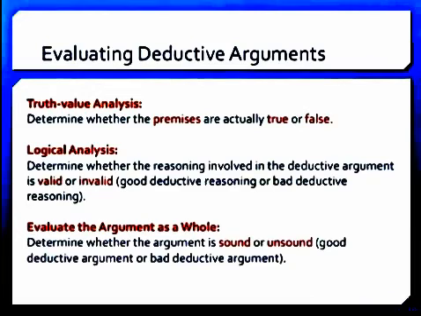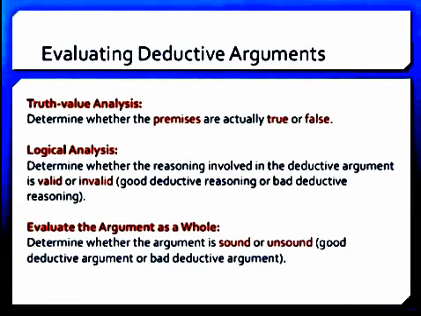Along with doing truth-value analysis and logical analysis, we also discussed how you would evaluate the argument as a whole. Now, when we're talking about the evaluation of the argument as a whole, we're bringing together both truth-value analysis and logical analysis to determine whether or not the argument as a whole is a good deductive argument or a bad deductive argument. We refer to good deductive arguments as sound arguments and bad deductive arguments as unsound arguments. And we also discussed how there's only one way in which you can have a sound deductive argument. You must have all premises being true, and you must have valid reasoning.